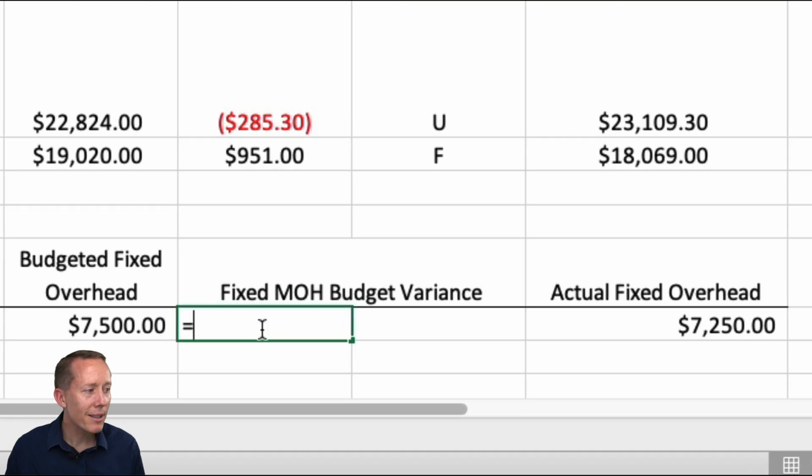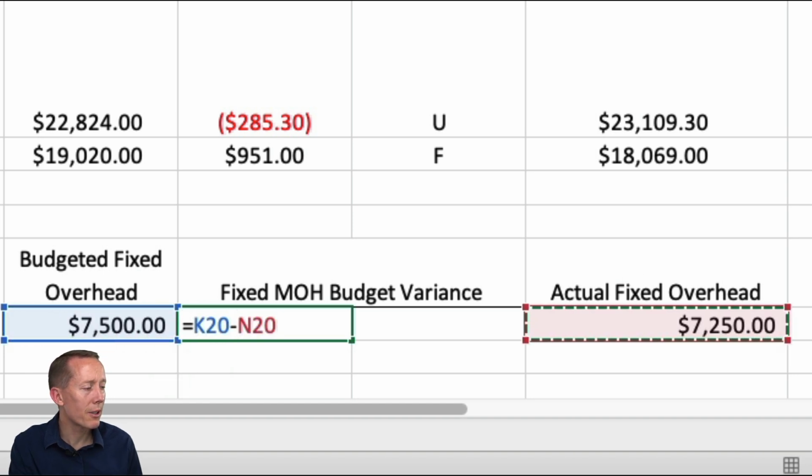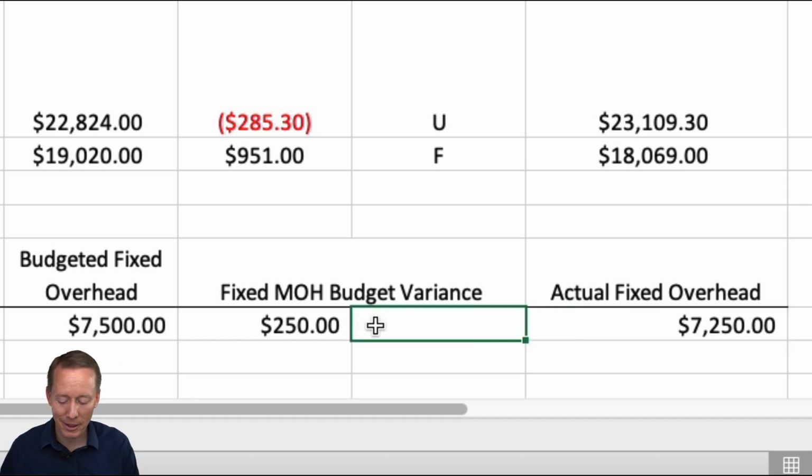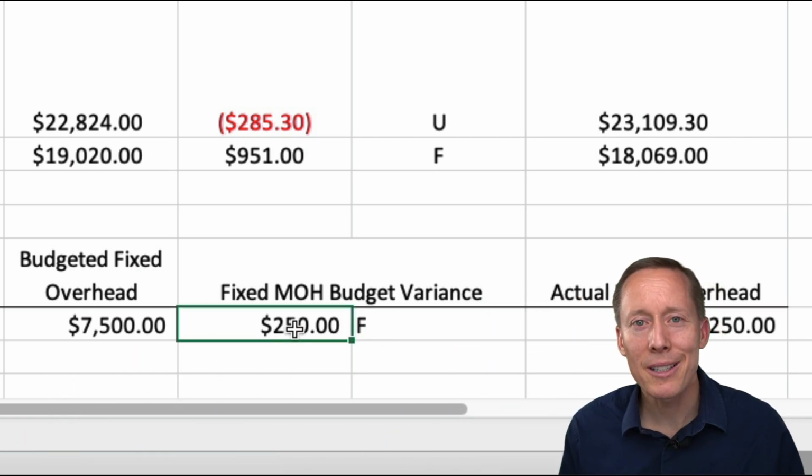And it's pretty easy to calculate. We'll take the 7,500, subtract from it the 7,250, and if we spend less than what we had planned on, that has a positive impact on profit. So this is a favorable variance. All right, that's a really simple one.